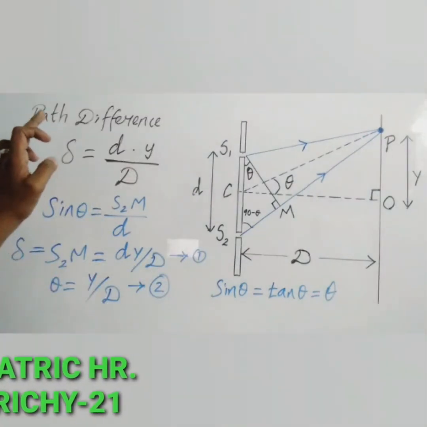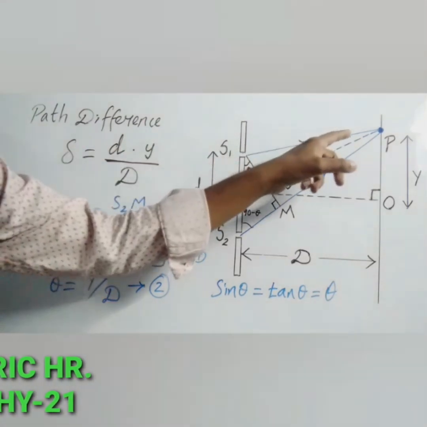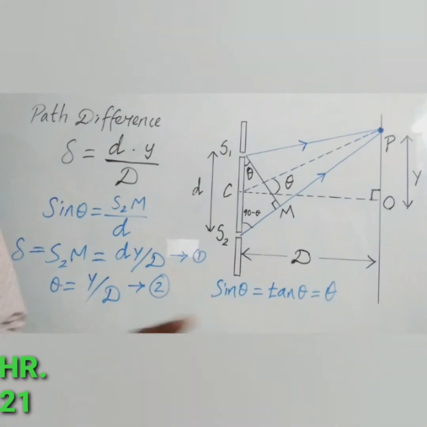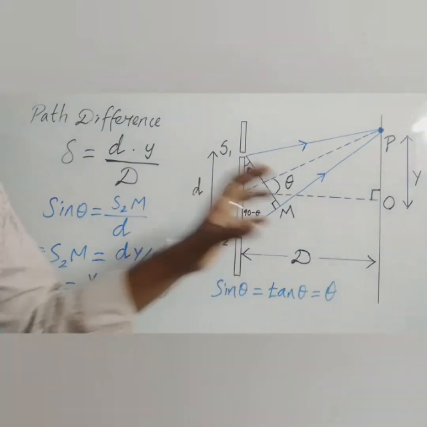Based on the condition of path difference, the point P may have a bright or dark fringe. So in the next video, we will discuss the condition for the bright fringe and the condition for the dark fringe and the equation for the bandwidth.